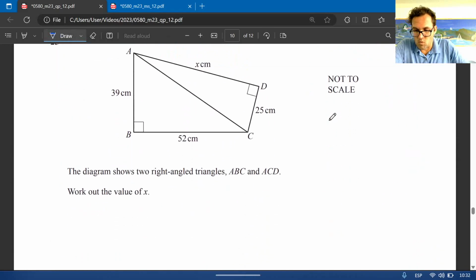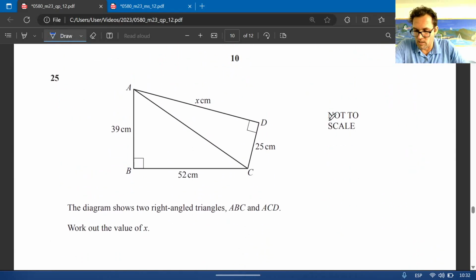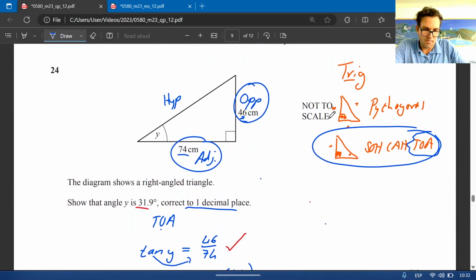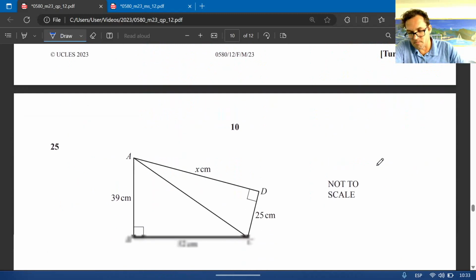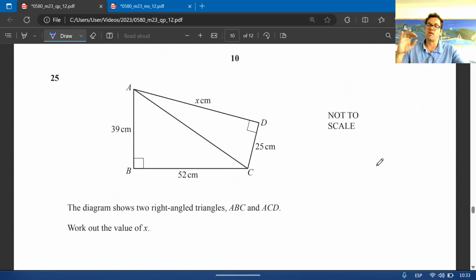Right. Ooh, more triangles. Okay, so remember what we said here before. Trigonometry is Pythagoras and SOHCAHTOA. Pythagoras is when we only work with the side lengths. So if you look here, in question 25, there's only side lengths. Yes, the 90-degree angles are there to show us that we work in right-angle triangles. It means we can use Pythagoras, but from there, we're only going to use the side lengths.